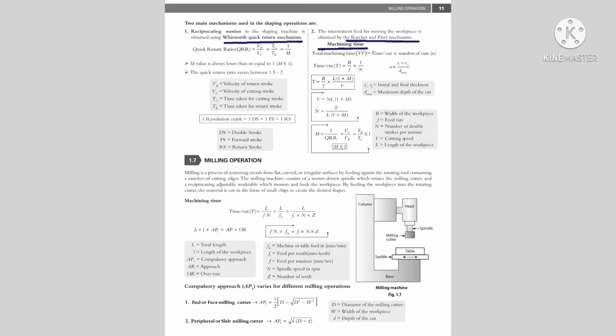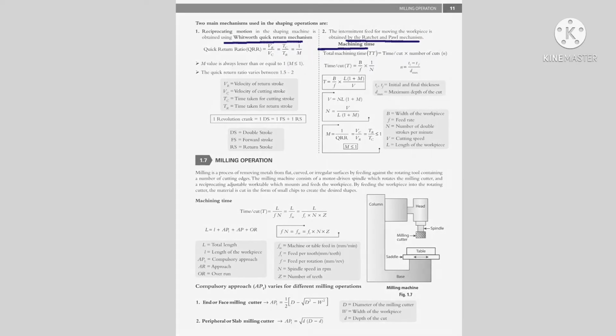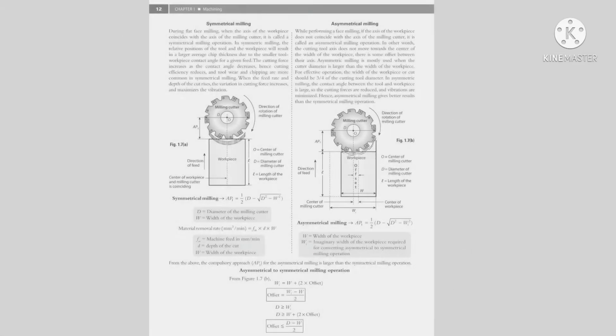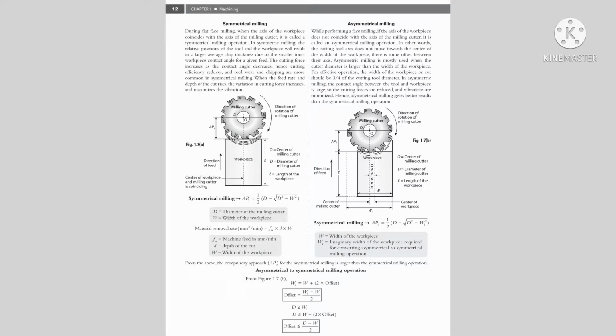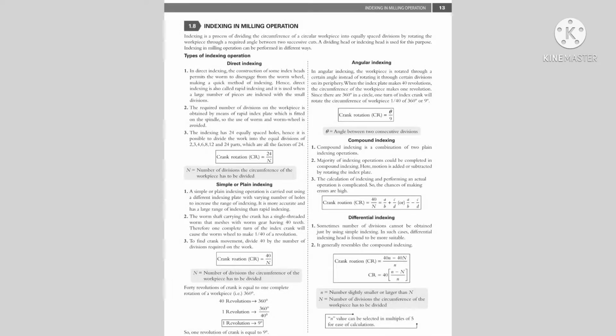The next operation is milling. The milling process is defined with the help of a diagram, and the formula for machining time is also given below. On the next page, the difference between symmetrical and asymmetrical milling process is explained with the help of a diagram. The next topic is the indexing operation. A small definition is given at the top, followed by types of indexing operation with the formula for crank rotation.